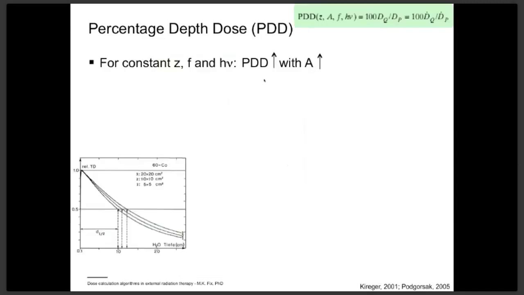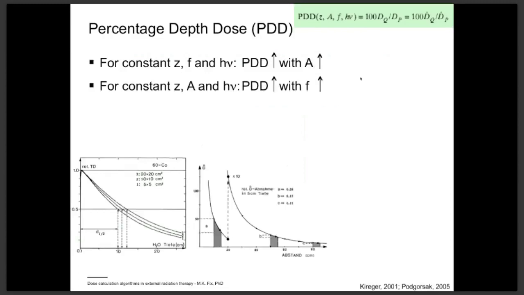Now to characterize those: if we keep all these three, the depth, the focus to surface distance and the energy, constant, the percentage depth dose will increase with increasing field size. This is due to the fact of increased scatter volume. If we change the focus to surface distance, the percentage depth dose will increase as well. And this is due to the fact that for increased distances, the impact of the inverse square law is decreasing.